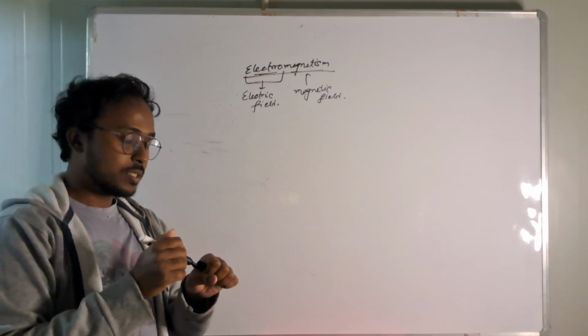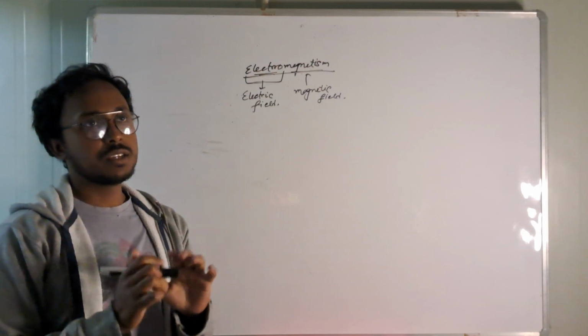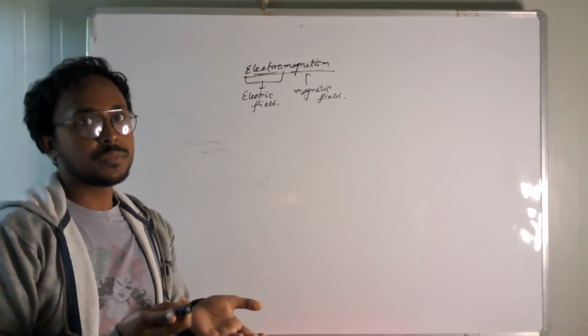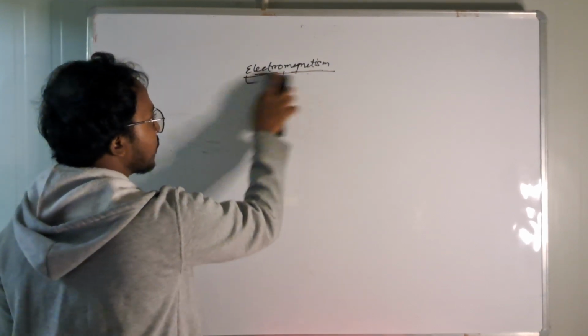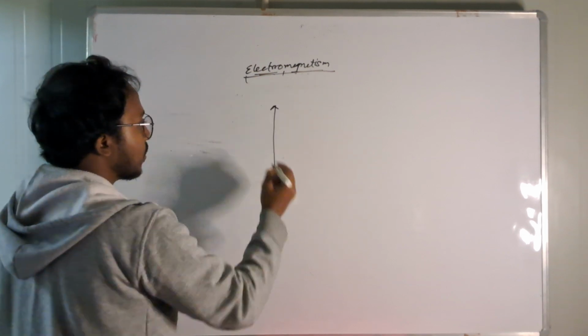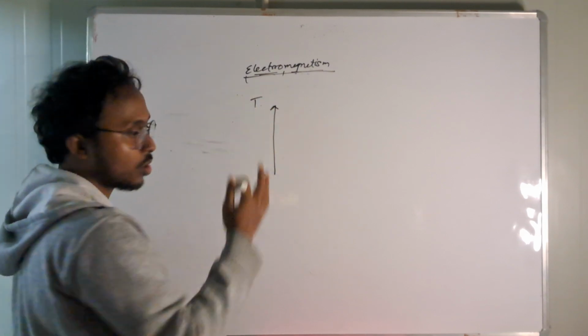So the ultimate motto of this chapter is to show the relationship between the electric field and the magnetic field, and vice versa. The first topic of this chapter is the discussion on how, using the electric field, we can generate the magnetic field. So we'll discuss a few points on that initially. Let's say we are sending a current along this wire, from the bottom to the top.